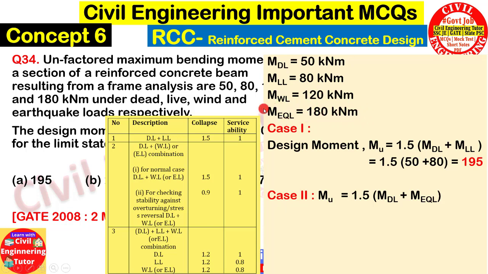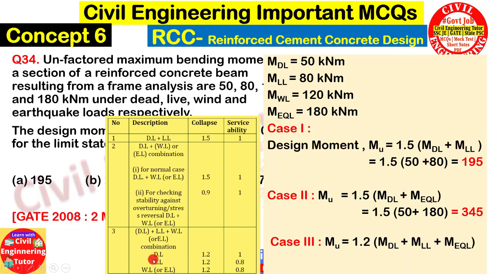So we have to take always the maximum value. In this case, earthquake loading has the maximum value, so we will take only the earthquake loading case because this will be the critical scenario. Here 1.5 into dead load 50 and earthquake load 180 kilonewton meter. So in this second case, the design moment will be 345.